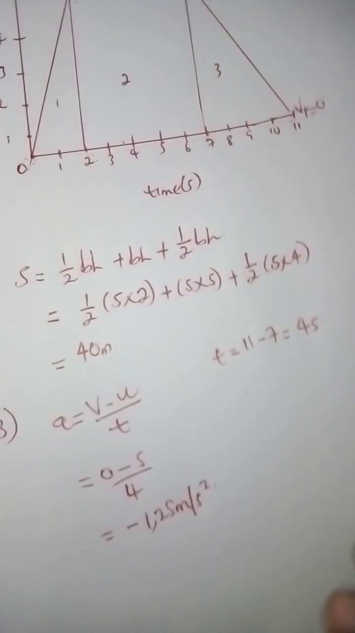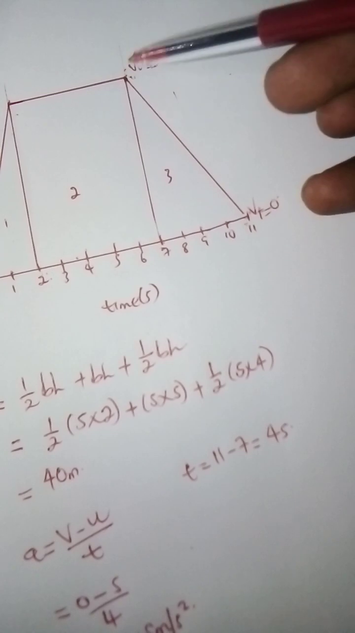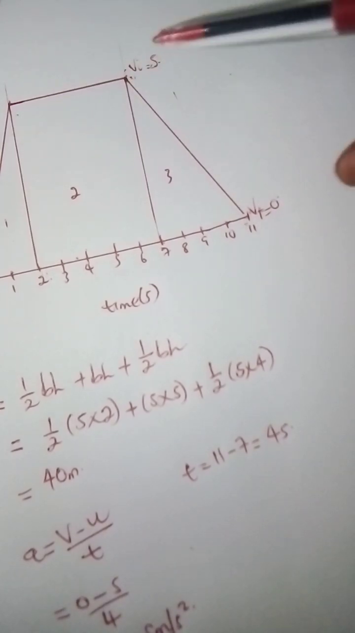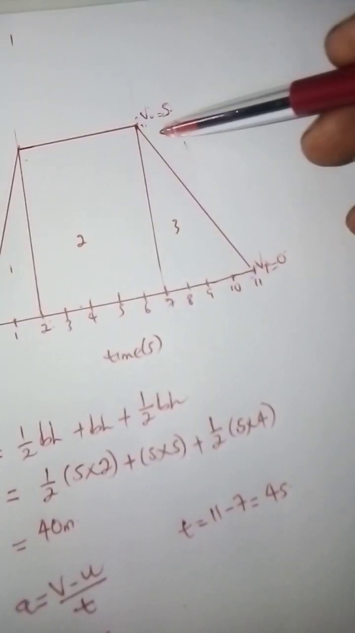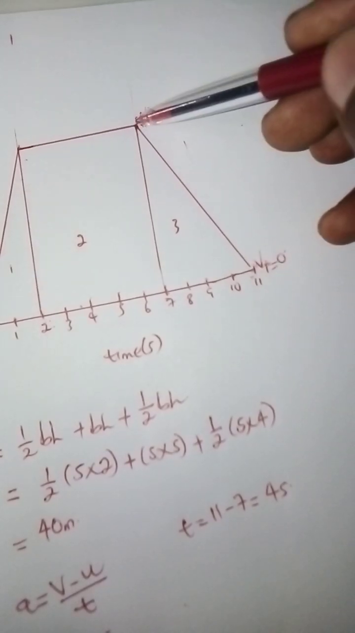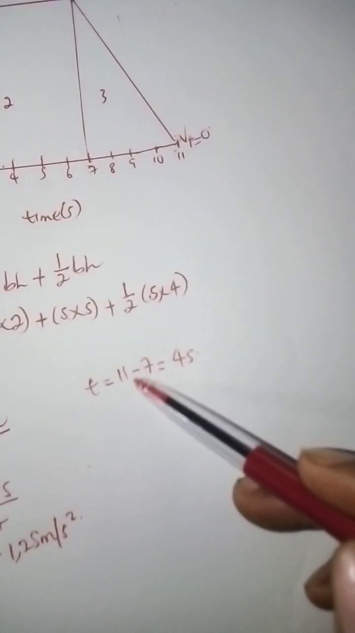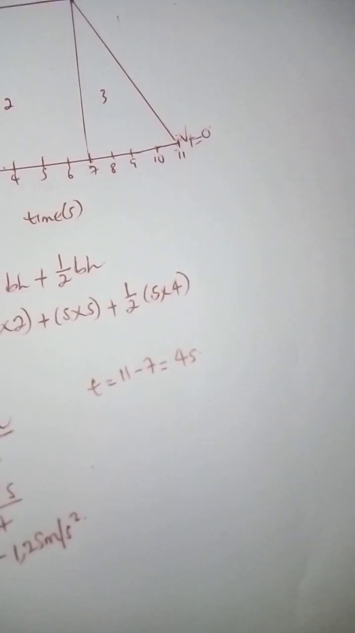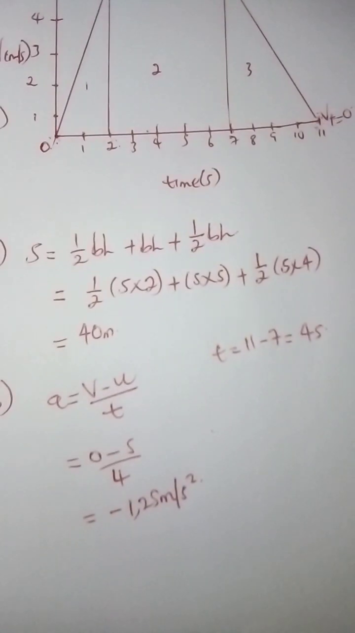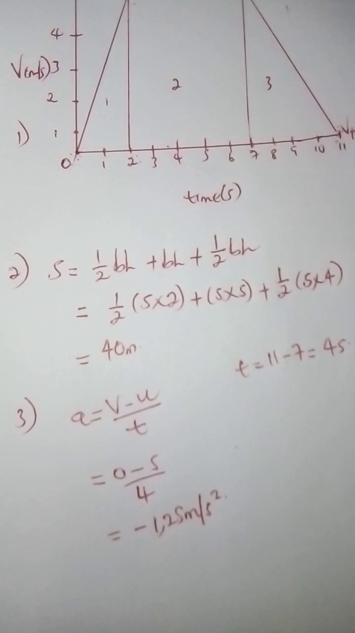Make sure that you find the time of deceleration from 5 meters per second to 0 meters per second. That's why we subtracted, so it's 11 minus 7. This is how you are going to approach your questions in terms of dynamics in N2. So now let us look at another question.